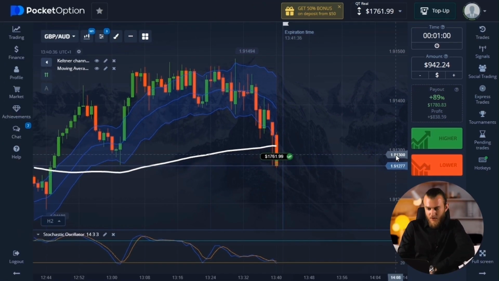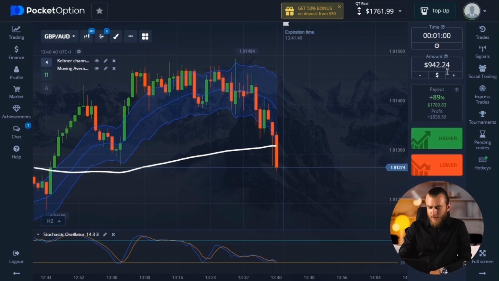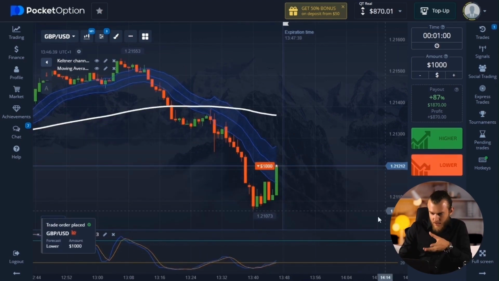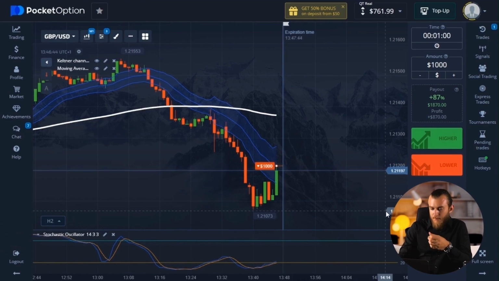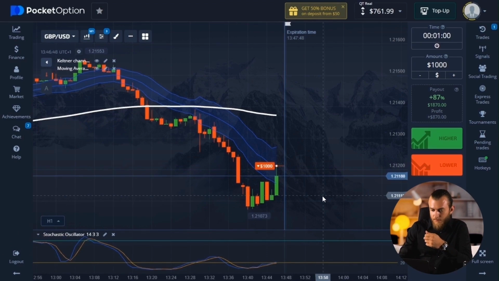The deal gives us $762 without a cent. $1762, sorry. We'll increase investments and continue. Friends, I'm opening a put option, the exchange currency pair British pound dollar. Perhaps I will comment on this situation in more detail.